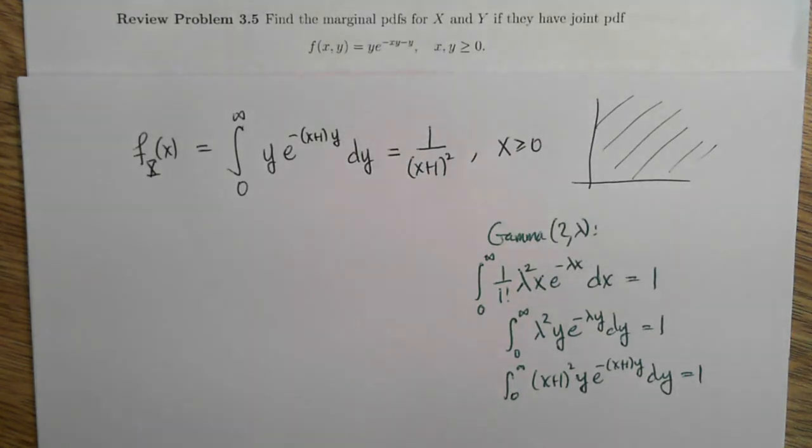So that's the marginal density for x, which I get by integrating, but the integral I did was by simply recognizing that this integral matches one of our common PDFs, in this case the gamma distribution.